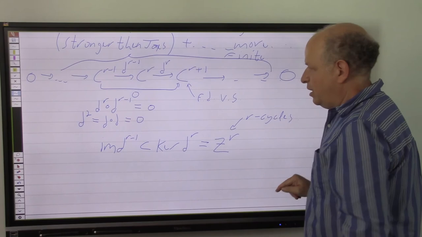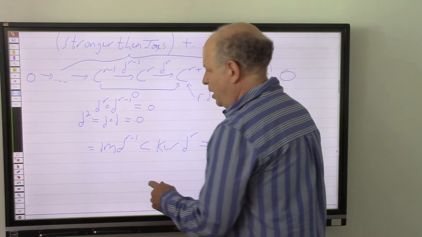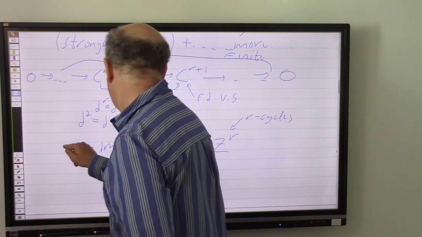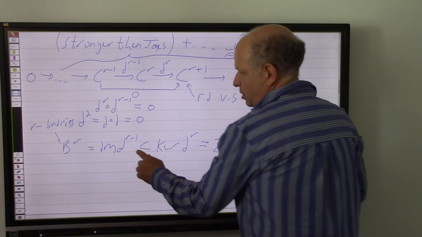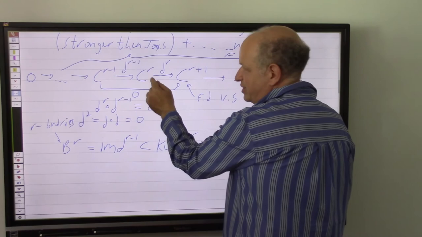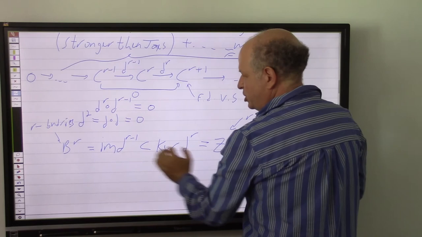And this is often called the rth boundaries. So this is called BR, the rth boundaries. So it's the image of d_{r-1}, which lives in C_r. So these are things inside C_r. Both of these, image and kernel, are inside C_r.